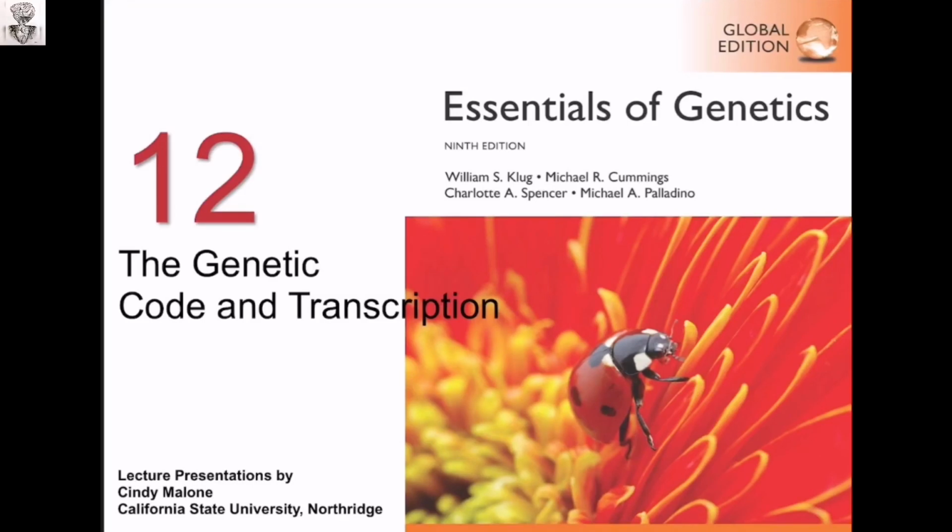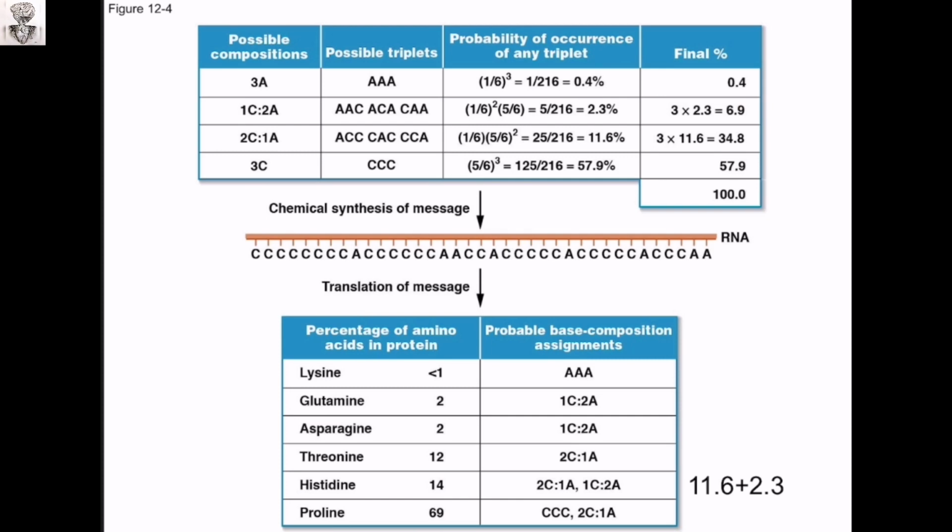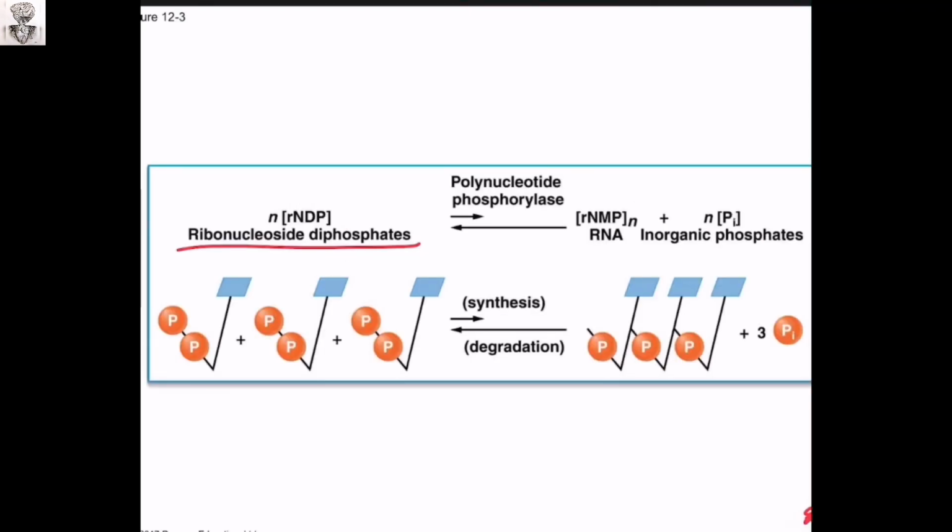Hello, we are going to discuss table 12.4, which is this one, and I'm going to tell you how they got these percentages. So to begin with, you know how we can have different ribonucleoside diphosphates which are turned into RNA using polynucleotide phosphorylase in this direction.